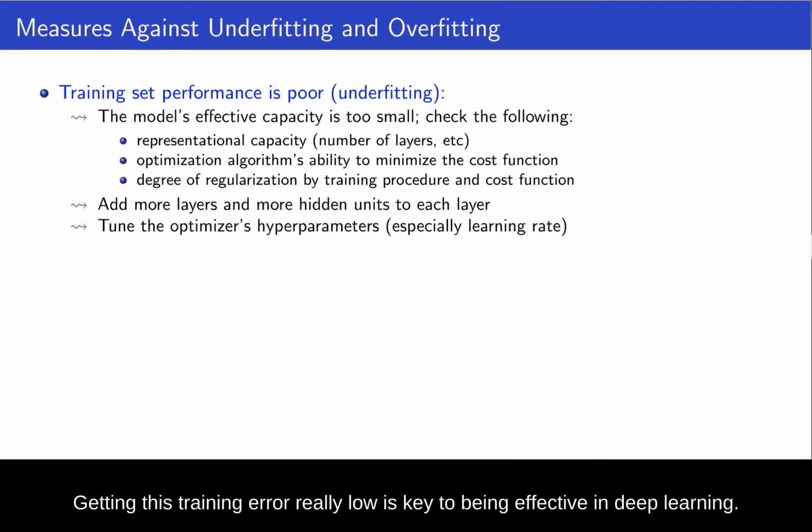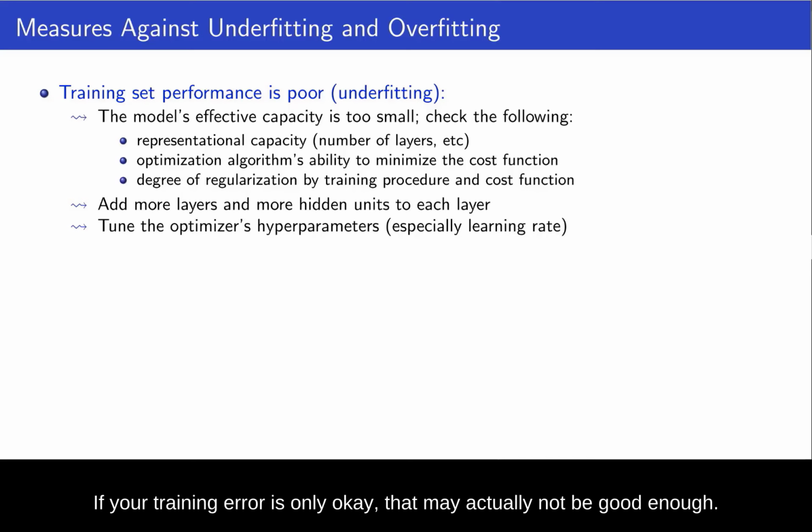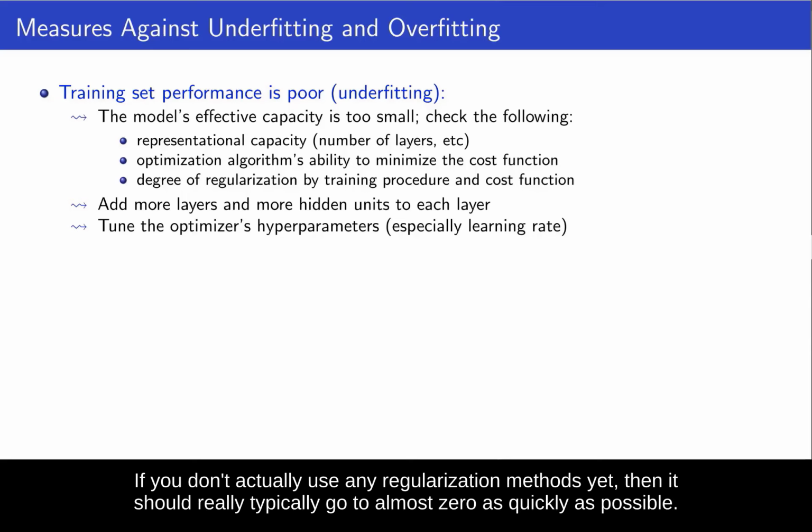Getting this training error really low is key to being effective in deep learning. If your training error is only okay, that may actually not be good enough. If you don't actually use any regularization methods yet, then it should really typically go to almost zero as quickly as possible.